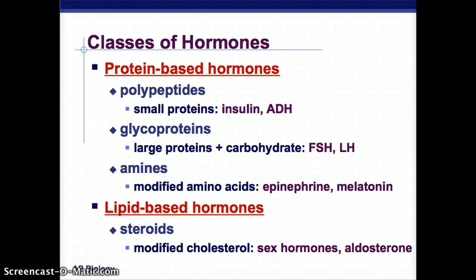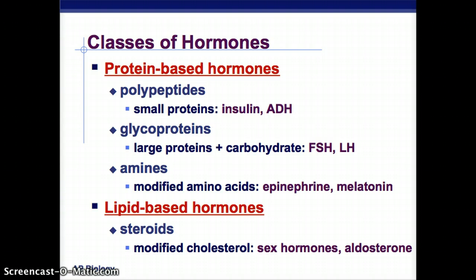Endocrine system, part 2. So now we've talked about all the different hormones. Let's classify them. Your classes are protein-based hormones and lipid-based hormones. Your protein-based hormones include polypeptides, which are small proteins like insulin or ADH, antidiuretic hormone. Then you have glycoproteins, which are large proteins with a carbohydrate. Those are things like FSH and LH, follicle-stimulating hormone and luteinizing hormone. Then you have amines, which are modified amino acids, like epinephrine and melatonin.